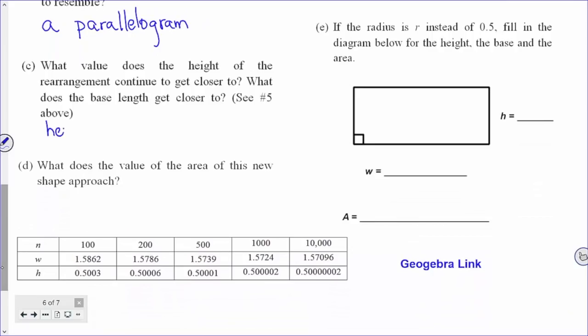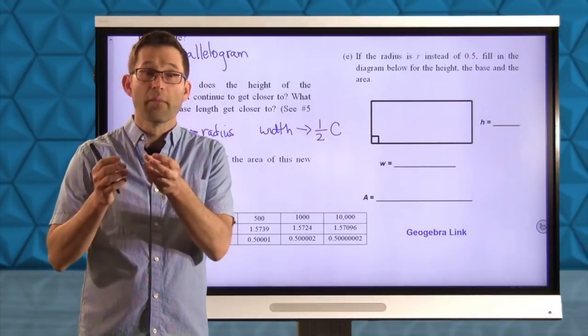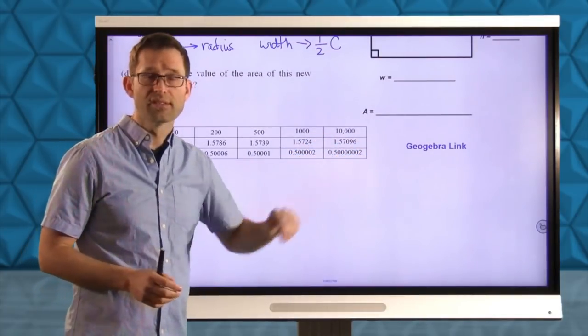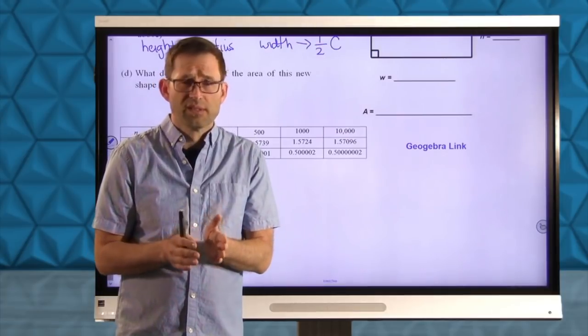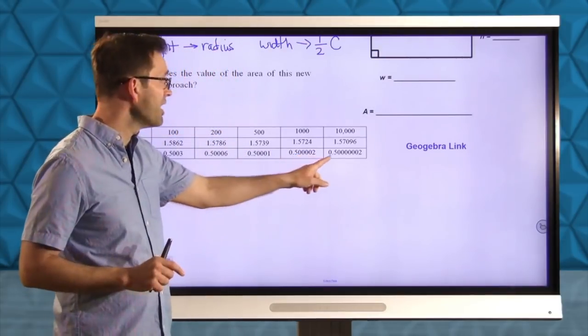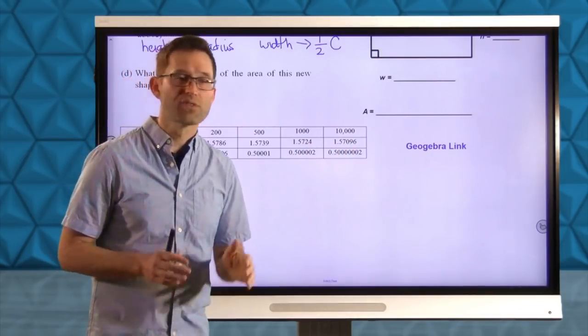Okay, the height is getting closer and closer to the radius, and the width is getting closer and closer to 1/2 of the circumference. Now remember, the figure itself is getting closer and closer to a parallelogram or rectangle. In fact, if we had 10,000 slices and then rearranged them, they'd be very, very thin slices, but it would look indistinguishable from a rectangle. A rectangle whose height is the radius of the circle and whose width, or base, is 1/2 the circumference.